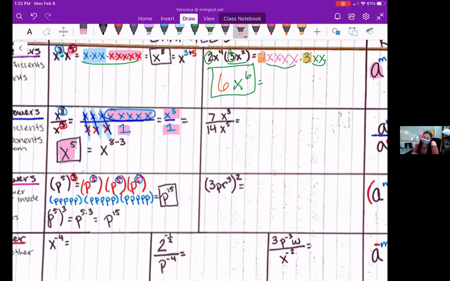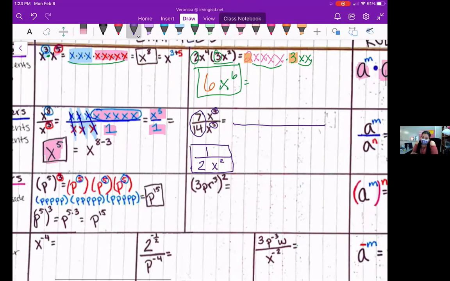Okay, so let me expand it out first so y'all can see what I mean, right? So according to what I just said, my answer should be x squared at the bottom because 5 is going to win the war. 7 over 14, remember, these are numbers, right? So you just divide. 7 divided by 14 is 1 over 2. So this is going to be my final answer. And I did that by subtracting 3 minus 5. But because 5 is bigger, that power has to go at the bottom, okay?